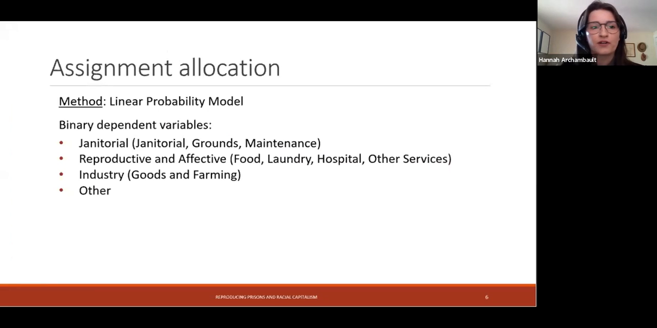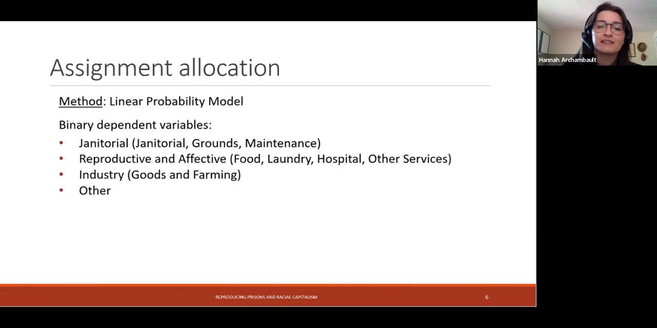So I dove into this further by using a linear probability model. For this, I aggregated these 10 types of assignments into four categories instead of the two that Garrett and Eric used. So I have janitorial and maintenance, reproductive and affective, industry and farming, and other. Janitorial and maintenance includes janitorial, grounds, and maintenance. Obviously, reproductive and affective includes food, laundry, hospital, and other services. Other is all the other uncategorized assignments, so I don't spend a lot of time on this one. Together, reproductive and affective and janitorial and maintenance made up 83% of assignments in the 2016 data.